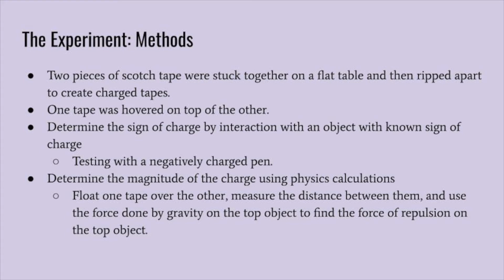Two pieces of Scotch tape were stuck together on a flat table and then ripped apart to create charged tapes. One tape was then hovered on top of the other. Then the magnitude of the charge was found using physics calculations. One tape was floated over the other. The distance between them was measured, and the force done by gravity on the top object was used to find the force of the repulsion on the top object.